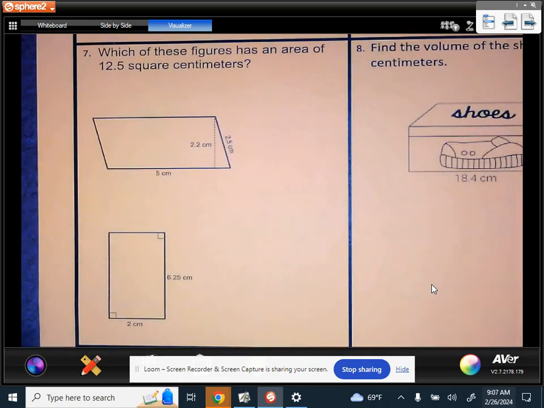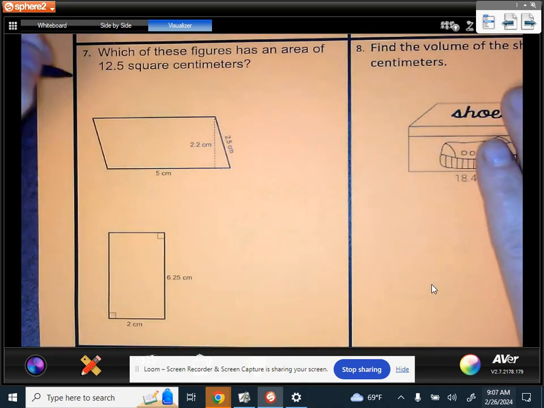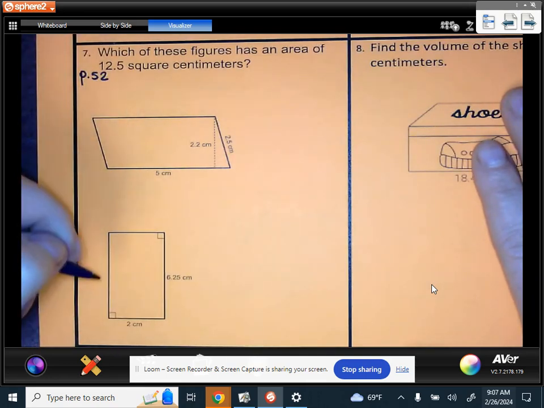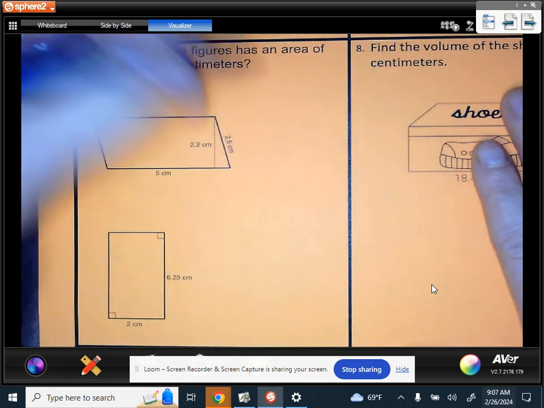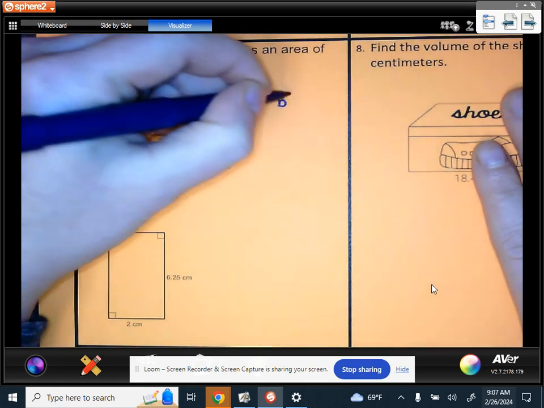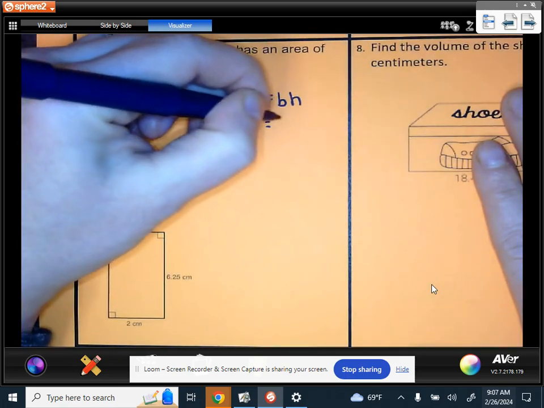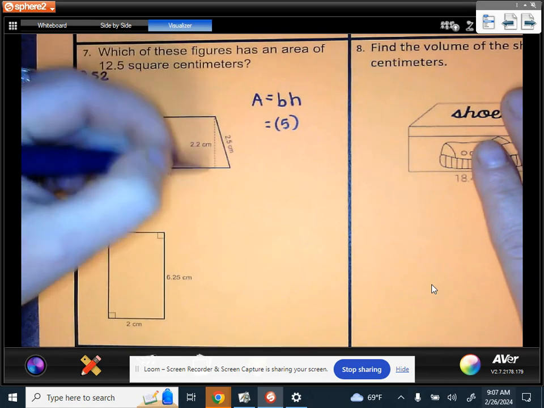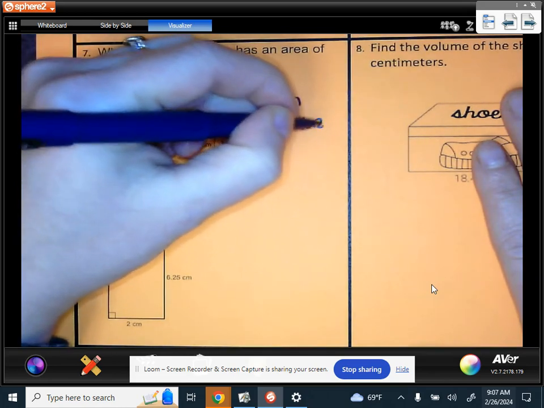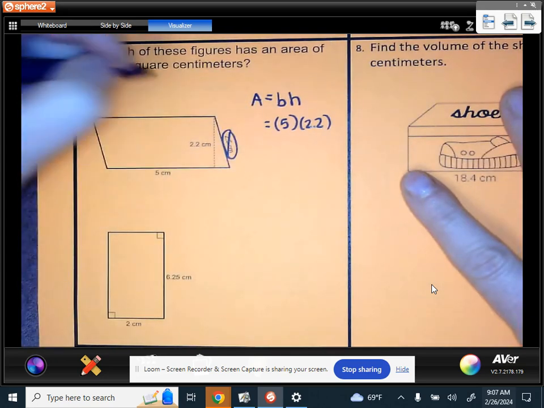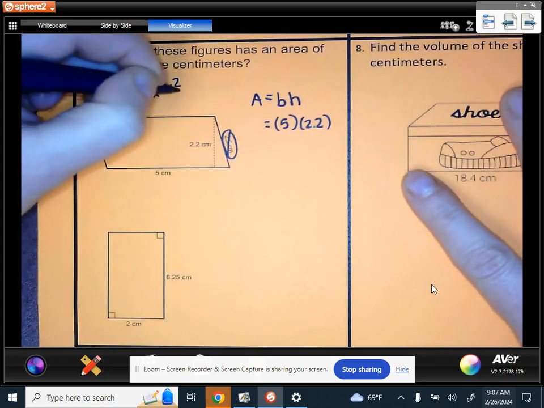Okay, it says, which of these figures has an area of 12.5 square centimeters? So area of rectangles and parallelograms is on page 52 in your notebooks. And so we're going to have to work out both of these. So I'm going to start with this parallelogram. The parallelogram formula is area equals base times height. The base of this parallelogram is 5. The height is 2.2. Be careful because you don't want to be using any slanted sides. Okay, so 2.2 times 5.